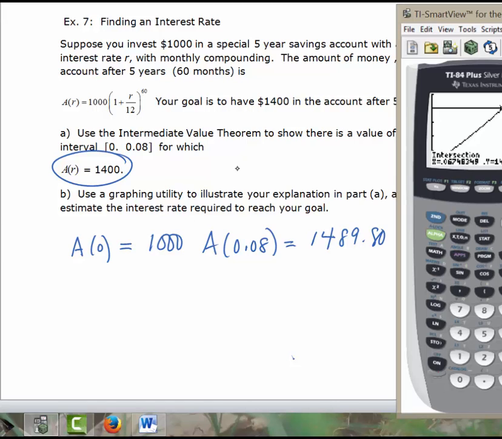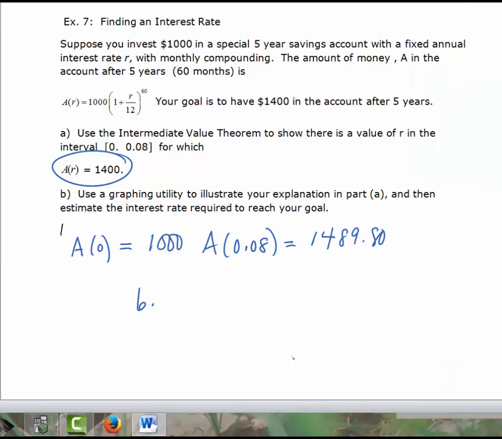So R is the interest rate. In the problem it's a decimal, but we convert it back to an interest rate. So our interest rate is approximately 6.7%. That's the interest rate that we would need to grow $1,000 to $1,400 in 5 years.